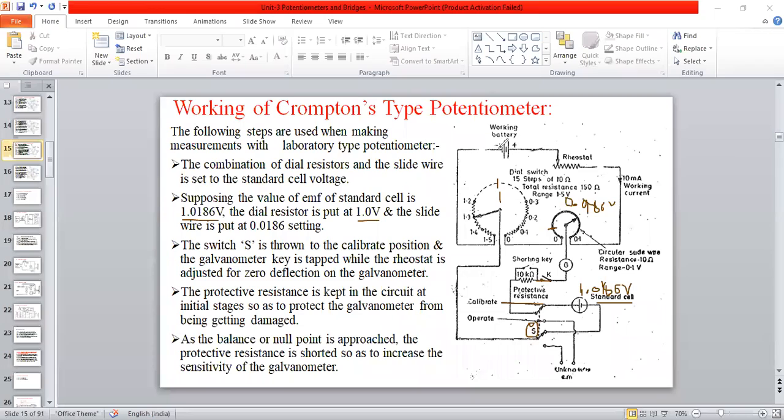So the switch is thrown to the calibrated position, the galvanometer key is closed, and the key is tapped while the rheostat is adjusted to 0. The deflection of the galvanometer: we have already set the standard cell value, and the same value we are getting here. So the galvanometer deflection will be 0 only.